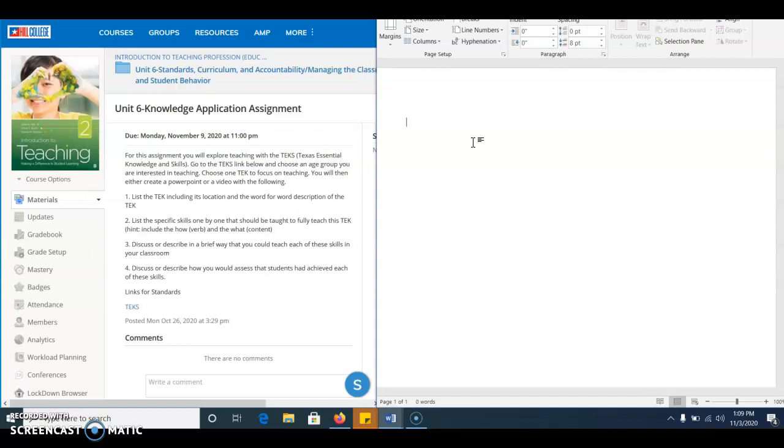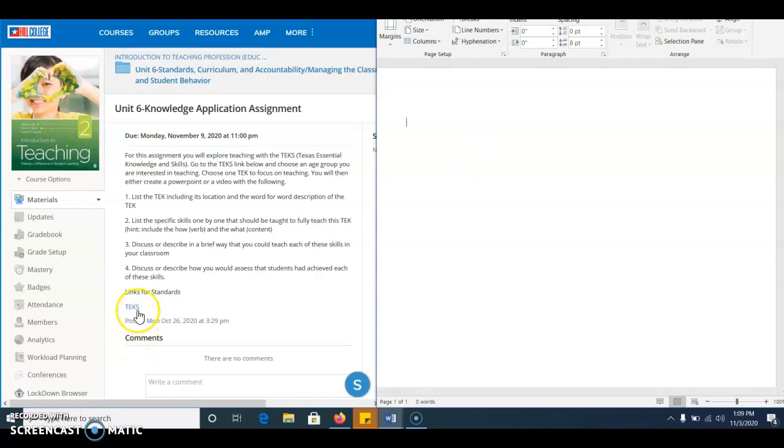With that being said, I would choose a TEK that's on the simpler side, maybe in the K1-2 area, because they're going to be more direct TEKs, and it's about you showing me that you can break down a TEK and teach it, not necessarily that you know the content that is being taught.